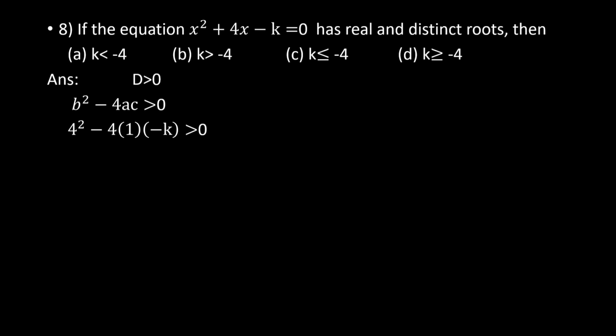Now 4 square is what? 16. 4 into 1 into k, how much will we get? 4k. Minus into minus is plus. So we get 16 plus 4k greater than 0. Now I'll take 16 to that side, it becomes minus 16. So then 4k is greater than minus 16.